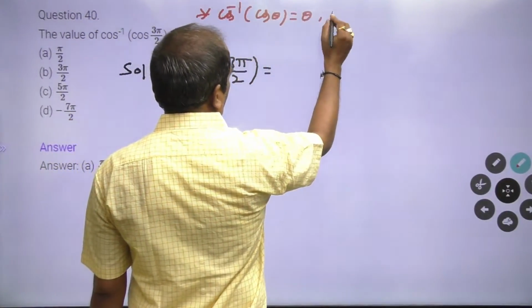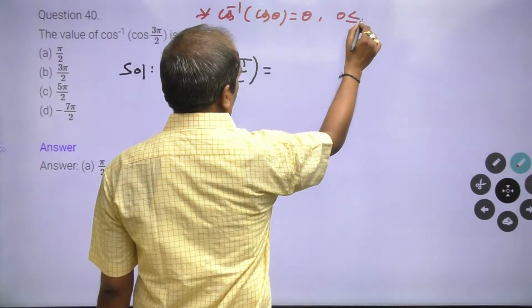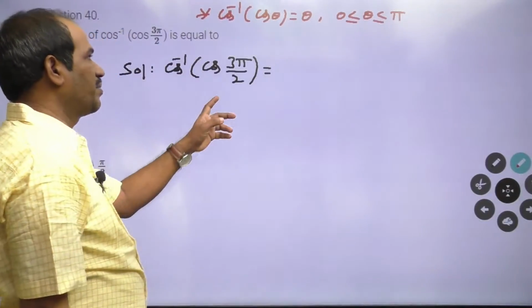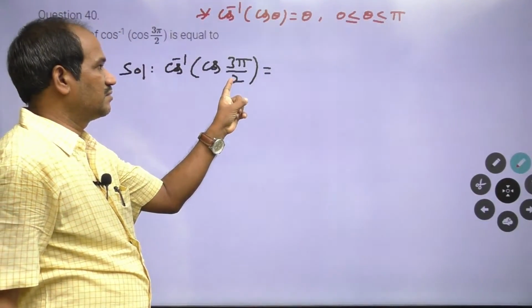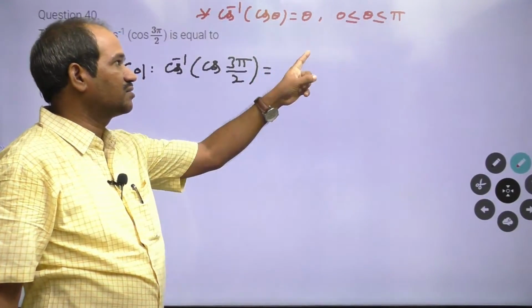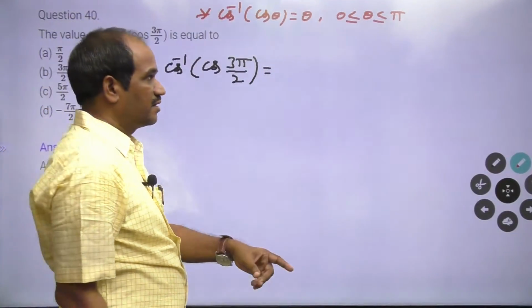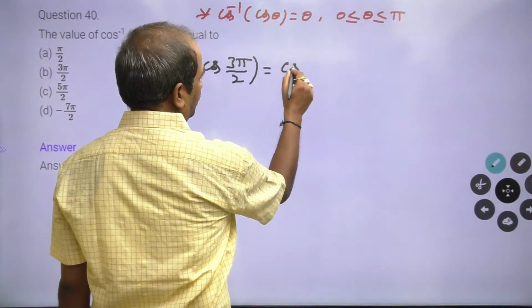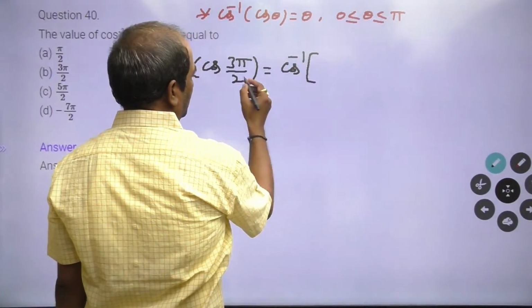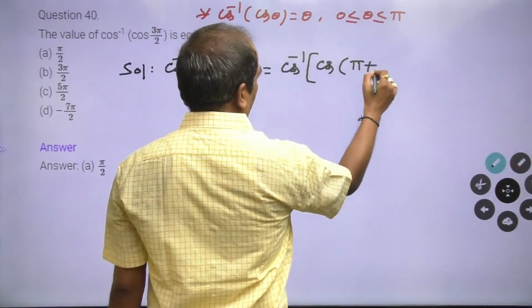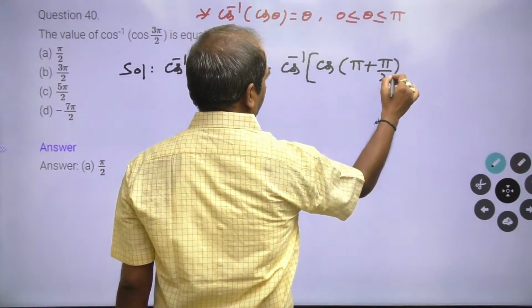This holds when 0 is less than or equal to theta, which is less than or equal to pi. 3 pi by 2 means 270 degrees, which does not belong to that interval. So converting, cos of 3 pi by 2 is equal to cos of pi plus pi by 2.